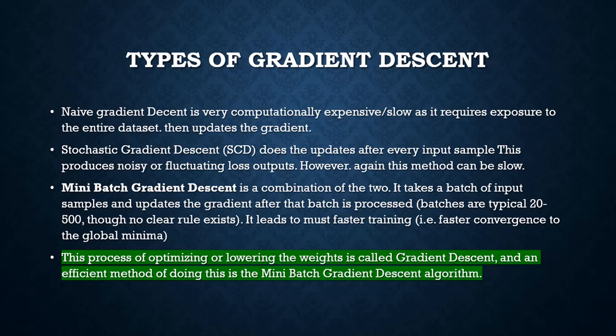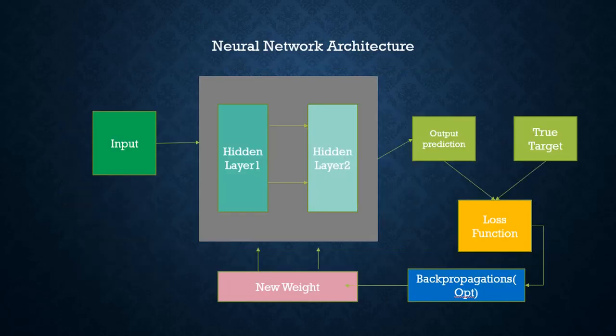This process of optimizing and lowering the weight is called gradient descent, as I have mentioned earlier. And the efficient method of doing it is the mini batch gradient descent algorithm, an efficient algorithm for doing back propagation. Now we have gone through what is loss function and what is back propagation. I hope I have covered the important key elements in your network architecture.